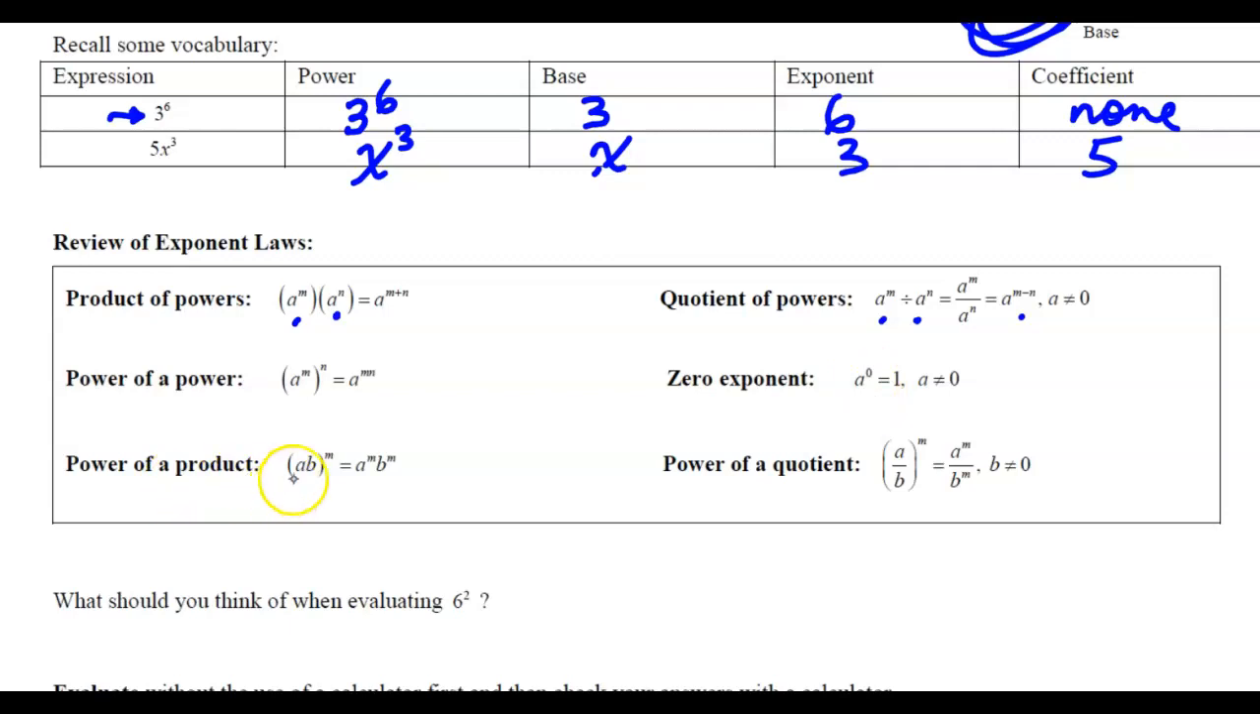Anything to the exponent 0, you just give it a value of 1. Power of a product, take a look. We have to take each factor and raise it to the exponent m. So these are equivalent. We might go one way, we might go the other way. Depends on the question. And same with the quotient. If there's brackets around the whole thing, we have to apply the exponent to both the numerator and denominator. If there's no brackets, then you have to look closely. Where is that exponent?